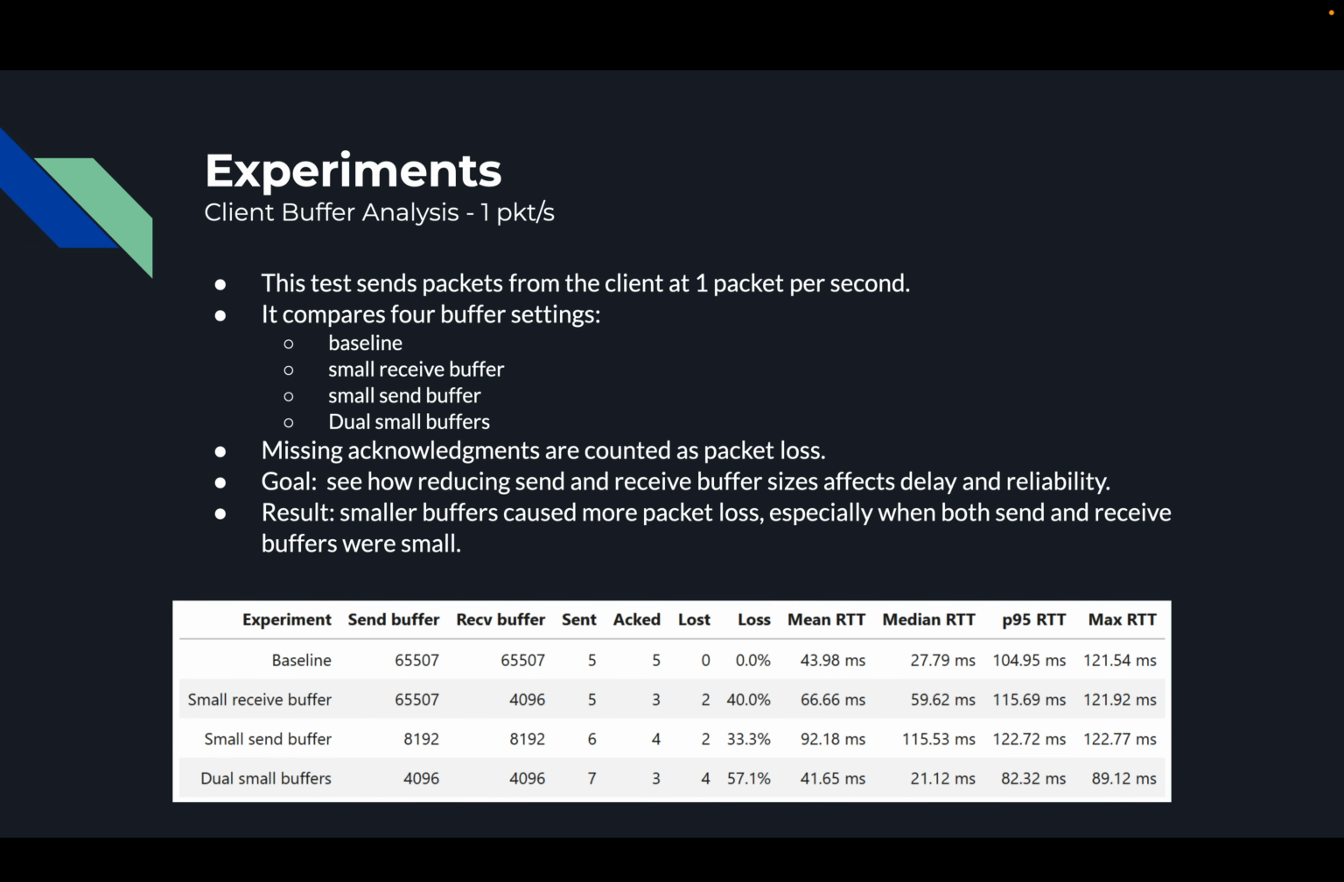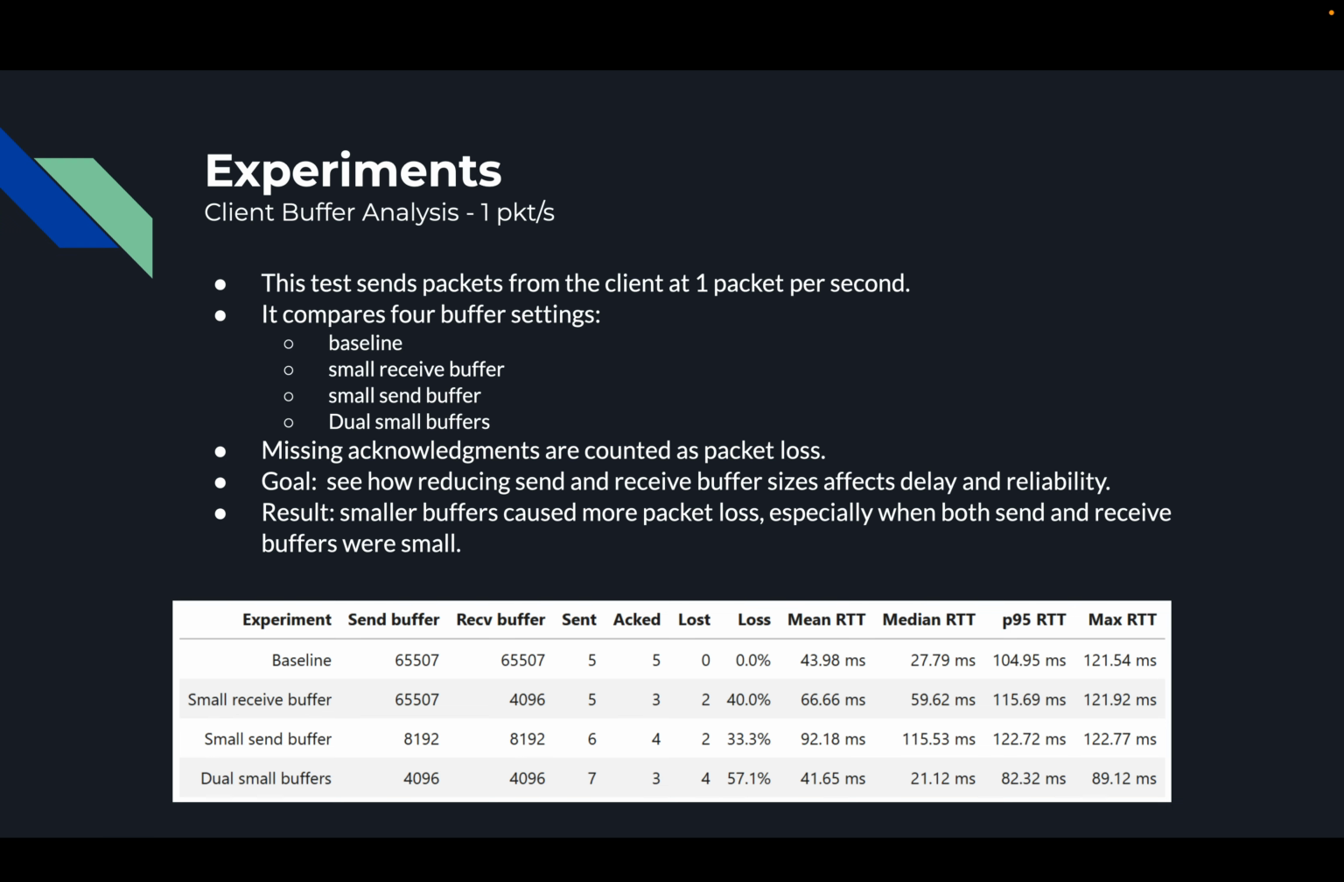All right, here are some of the experiments we started with. The first test acted as our baseline. We started by sending one packet per second. It compares four buffer settings: the baseline, a small receive buffer on the server side, a small send buffer on the client side, and dual small buffers, meaning both the client and the server have small buffers.